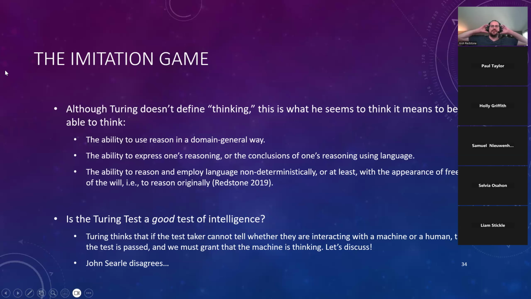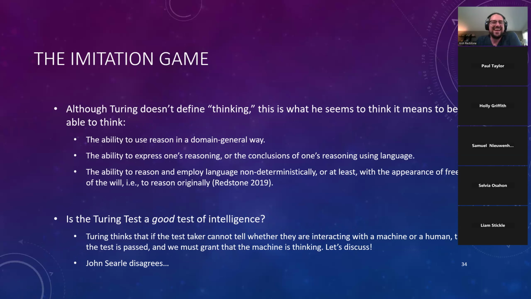Now, one of the interesting things about Turing is that he doesn't really define what he means by thinking, right? That's how he starts off the paper. Can machines think? This question is too meaningless to deserve discussion because we'd have to define what we mean by computer and then define what we mean by thinking, and no one's going to agree on that. And then he immediately defines what a computer is. He says it's a discrete state machine.